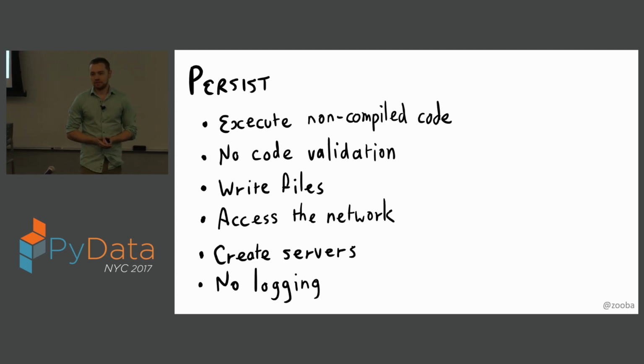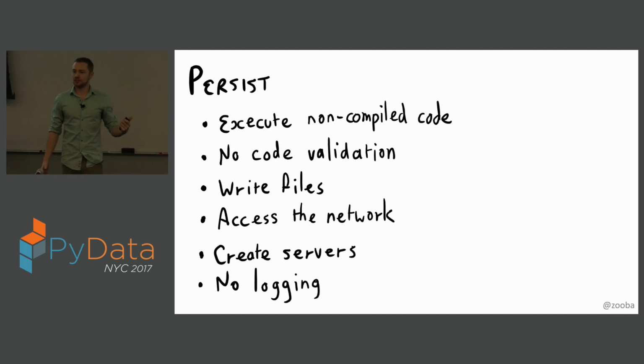Persistence is the interesting one, because this is where we want to detect them. When an attacker is looking to persist their malware in your network, they're looking for a range of things that it can do. They really want to execute non-compiled code. This is anything that can be run in memory. This is a state machine that, given some data, they can execute. This is a Python file that they can just exec or eval, execute code. They don't want any validation.